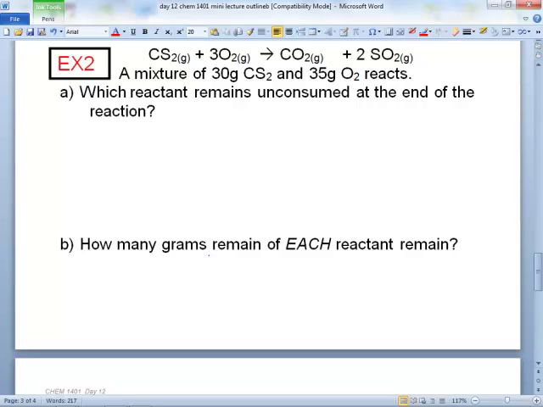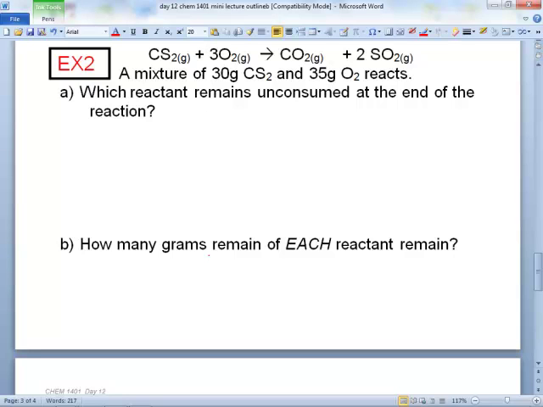Does it matter which mole ratio you use? Good question. Does it matter? It should work either way. Should it work either way? Let's pick CO2 and find out the limiting reagent. Let's pick SO2 and find out the limiting reagent. Does it matter, Monica?